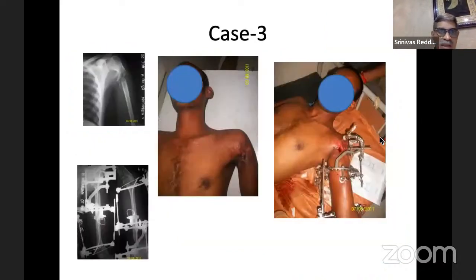Next case. And this is an infected non-union, with a lot of comminution, and a wound with infection. In a single stage, this is done. Proximal half ring and oblique supports were applied, and this is the application. Next one.